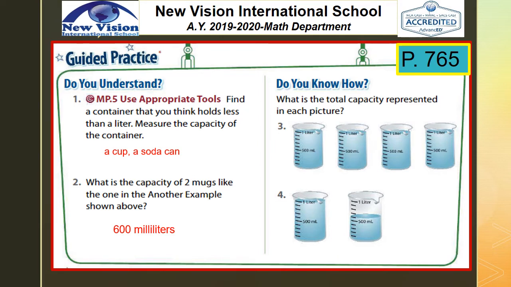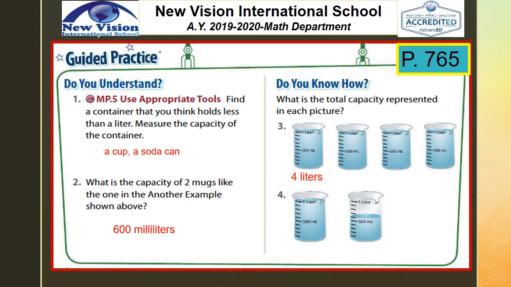Now let's go to "Do You Know How?" What is the total capacity represented in each picture? Okay, number 3. What is the capacity? How many liters are in there? All of the containers reach to the top, and they reach the 1 liter mark. So the capacity is 4 liters.